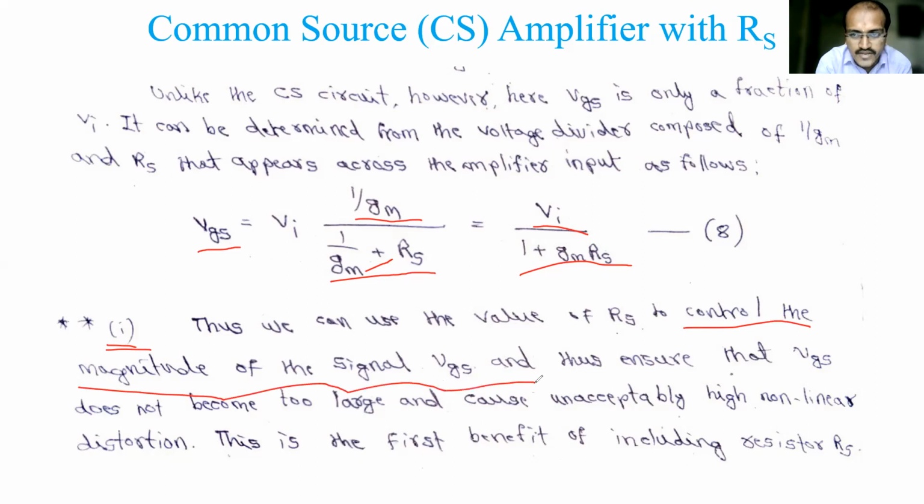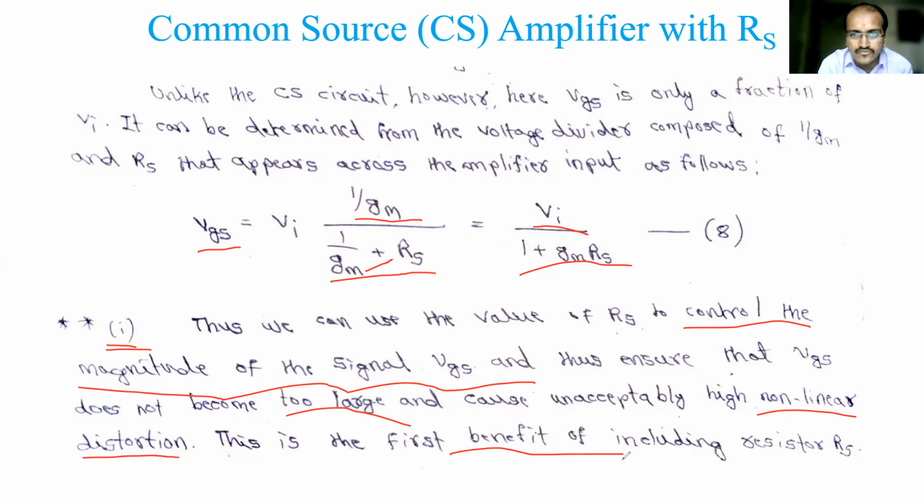You can do that, and thus ensure that VGS does not become too large and cause unacceptably high nonlinear distortion. So that will not happen. If the VGS value is more, it will cause nonlinear distortion. Since this RS will control the magnitude of the signal VGS, it is reducing the large increase in the VGS, and similarly it will decrease the nonlinear distortion. So this is the first benefit of including resistor RS.